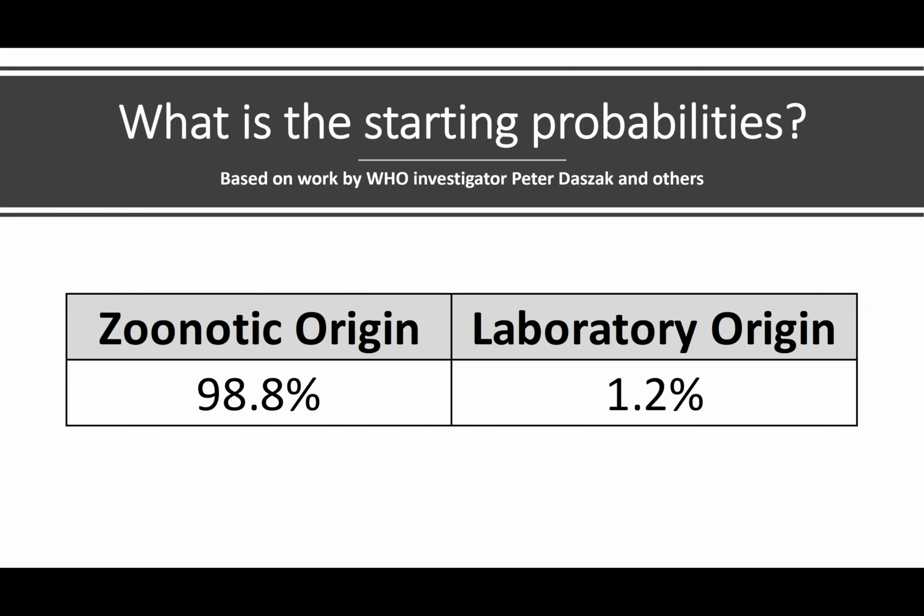So in this Bayesian analysis paper that I've written, I started with probabilities that were based in part on work done by the WHO investigator, Dr. Peter Daszak, and others. For this starting probability, I set the likelihood of a zoonotic origin at 98.8% and a laboratory origin at 1.2%.